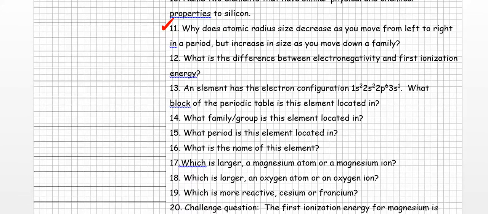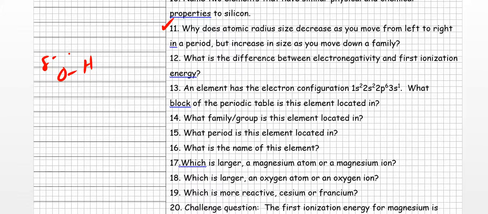Electronegativity is the tendency of an atom to pull electrons from surrounding atoms. If I have an oxygen-hydrogen bond, shown as a dash here between the oxygen and the hydrogen, oxygen is what we call electronegative. It pulls the electrons in that bond toward itself, away from the hydrogen.